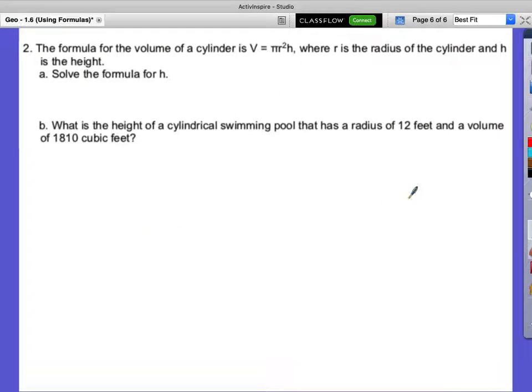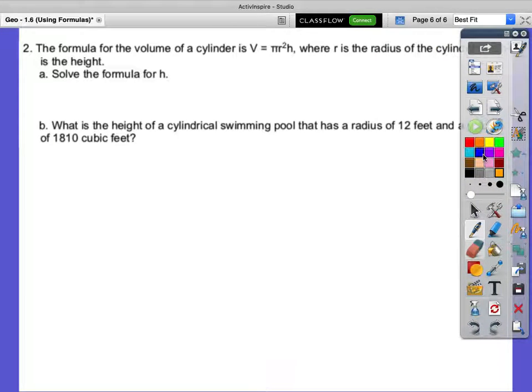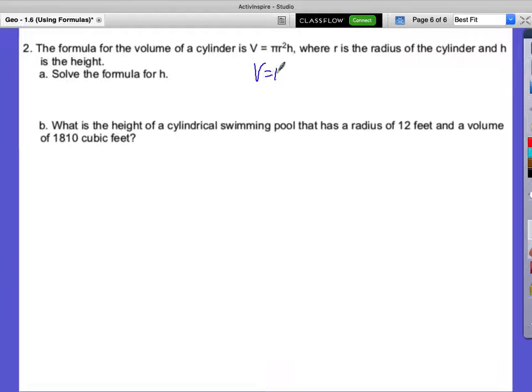The formula for the volume of a cylinder. Volume, V is equal to pi r squared times h, where r is the radius of the cylinder and h is the height. This is the formula we're actually going to use second semester later on. But we're going to practice just getting a little familiar with it. We're not going to do much with it now. So, volume V is equal to pi r squared h. We're trying to solve for what variable?